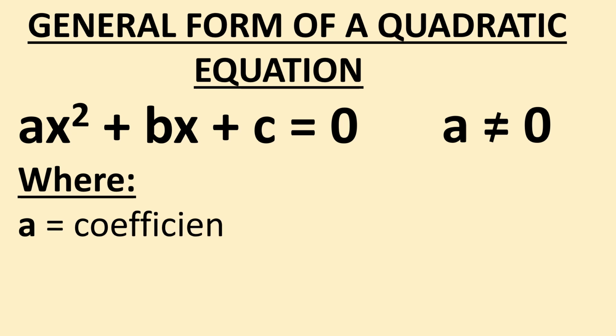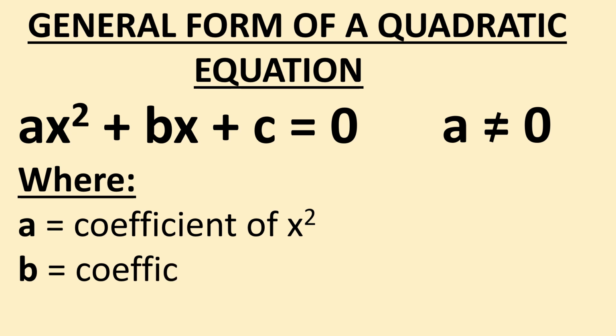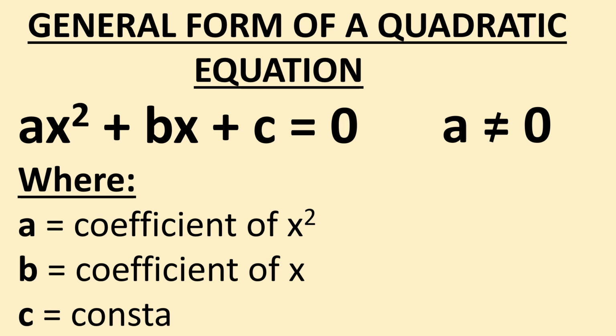So a is the coefficient of x squared, b is the coefficient of x, and c is a constant. The constant could be a negative number, it could be a positive number.